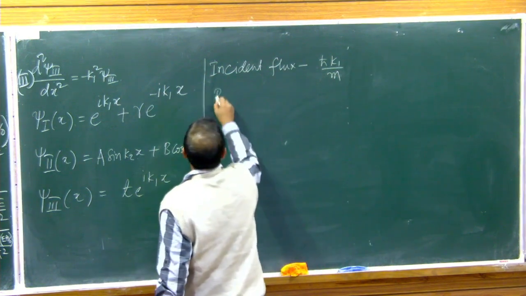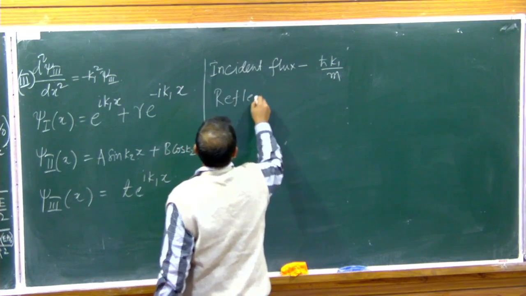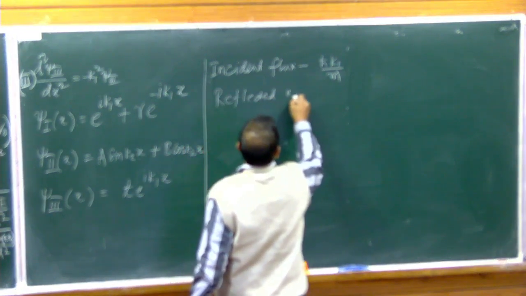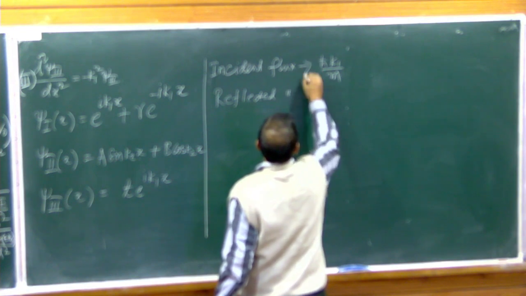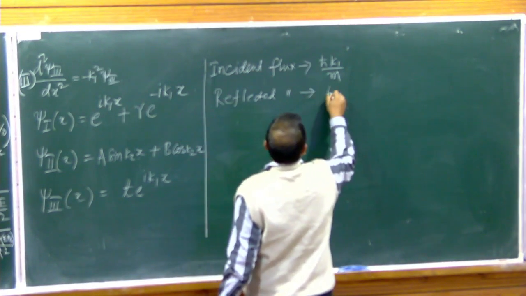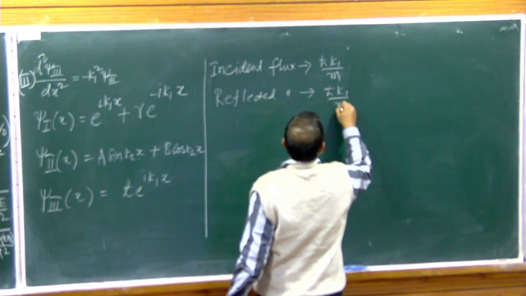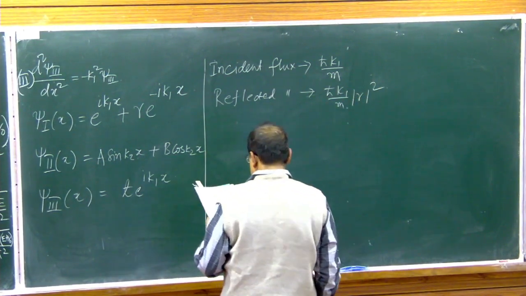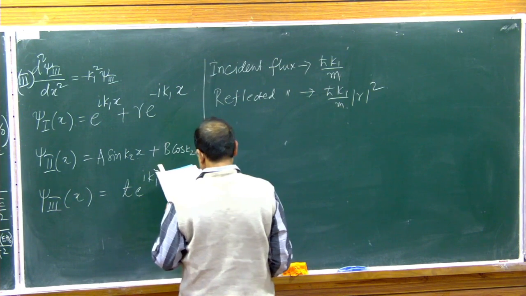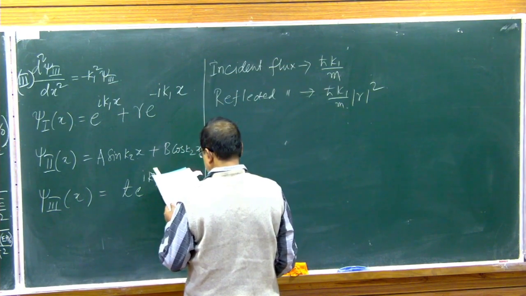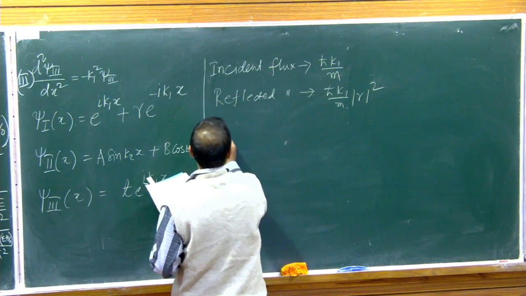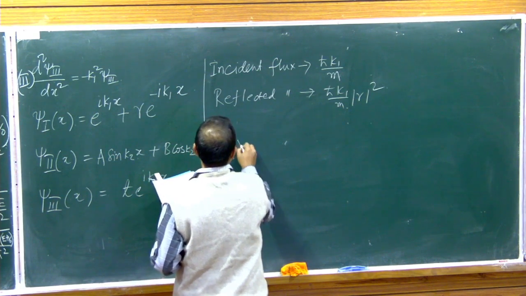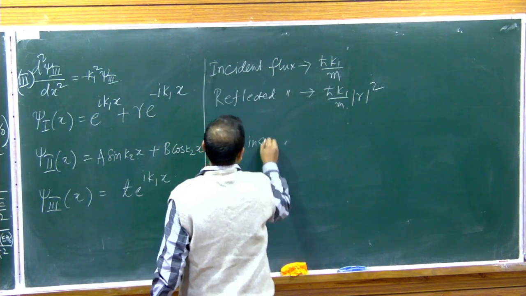The reflected flux is equal to h cross k1 by m into r square. This is what I've been telling, and so flux inside the well.